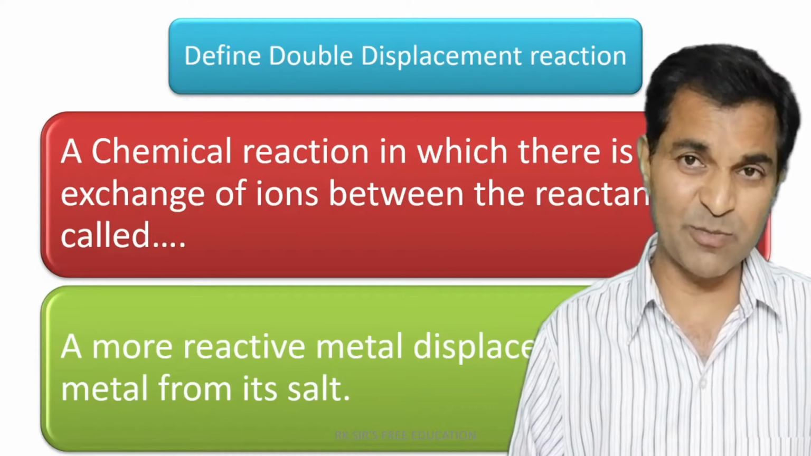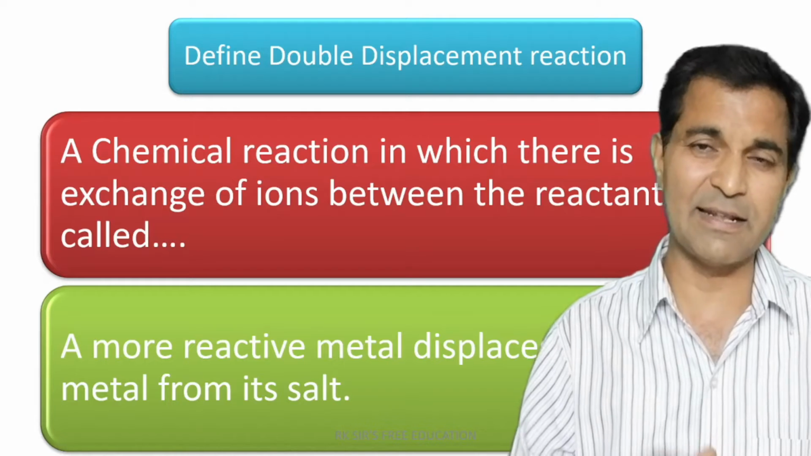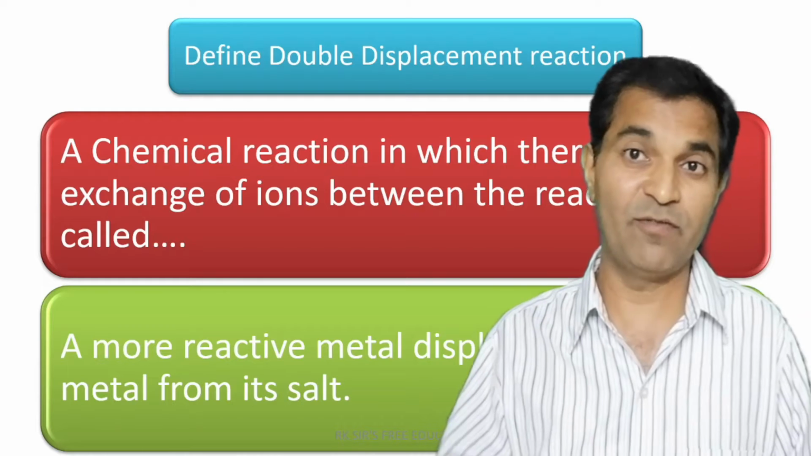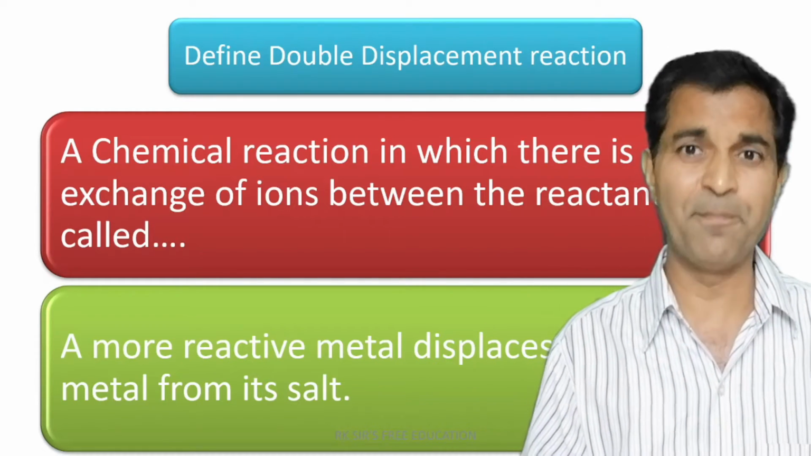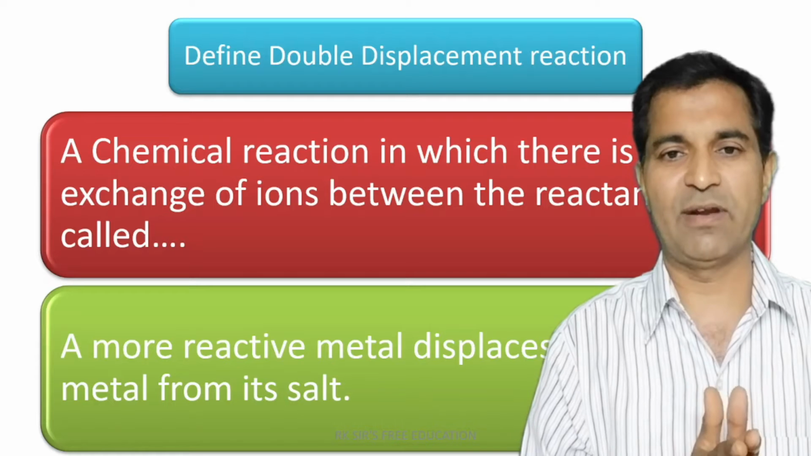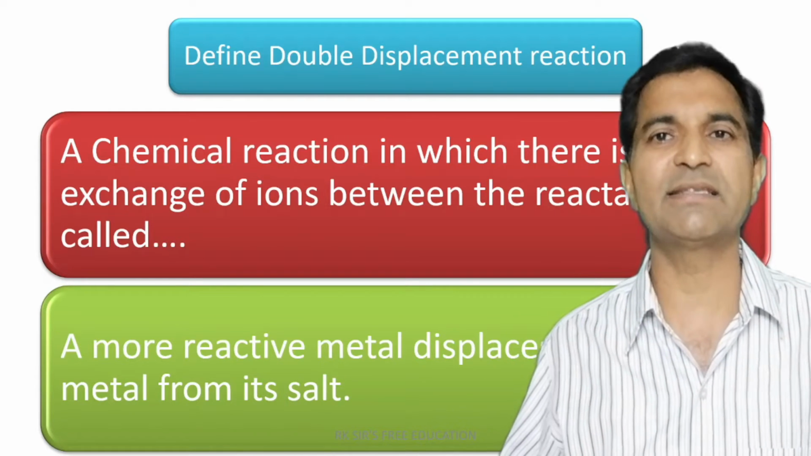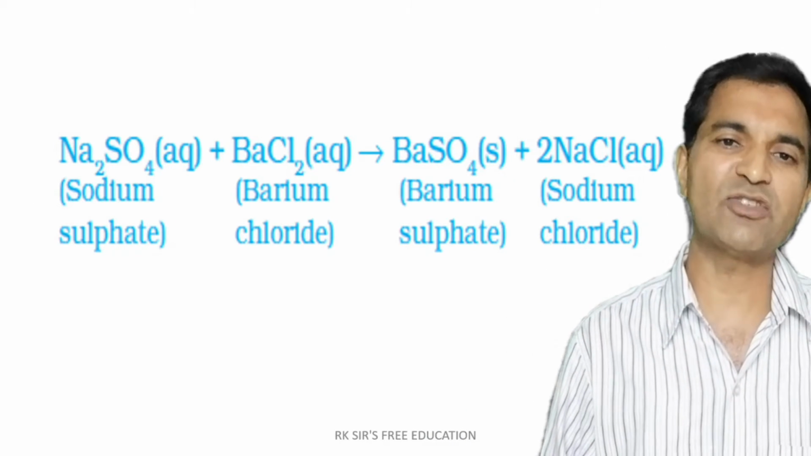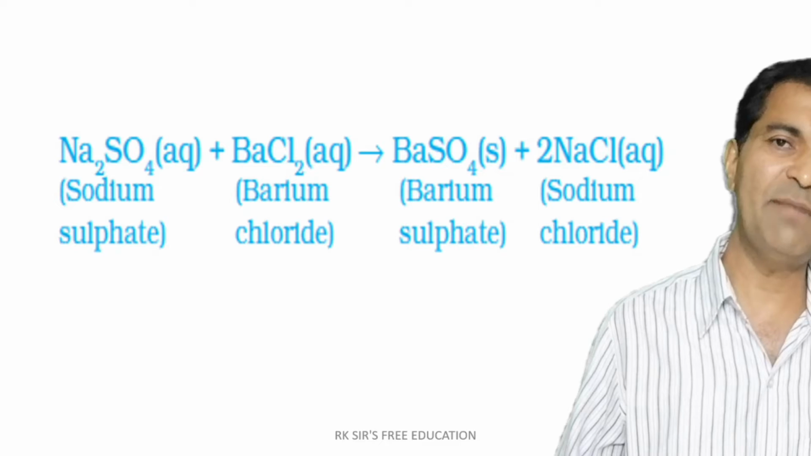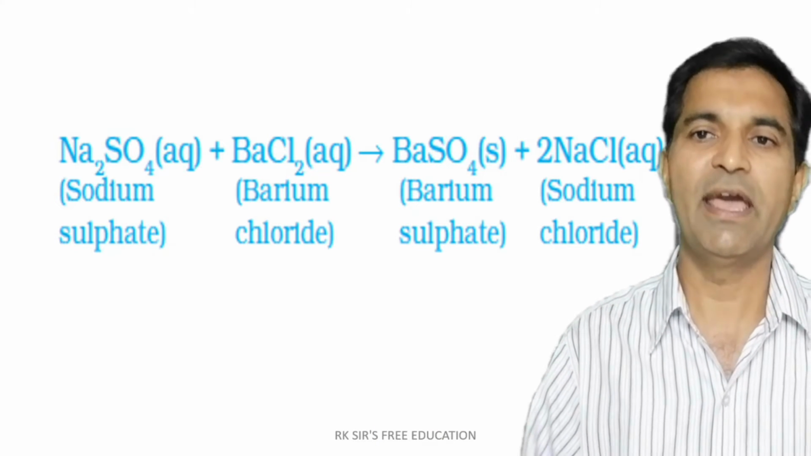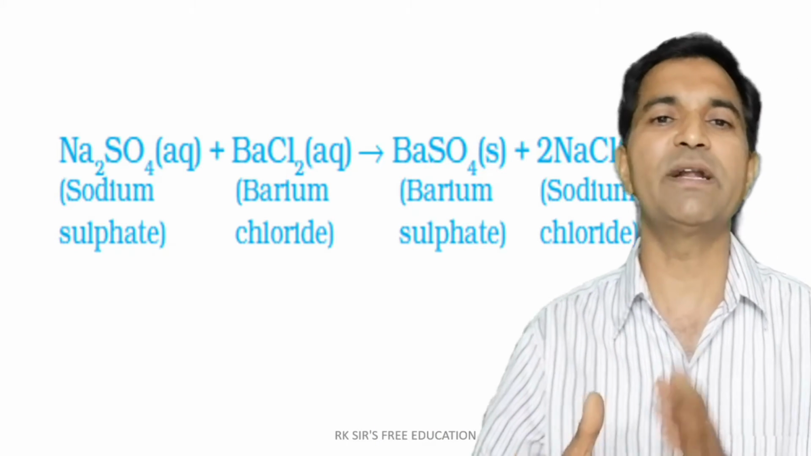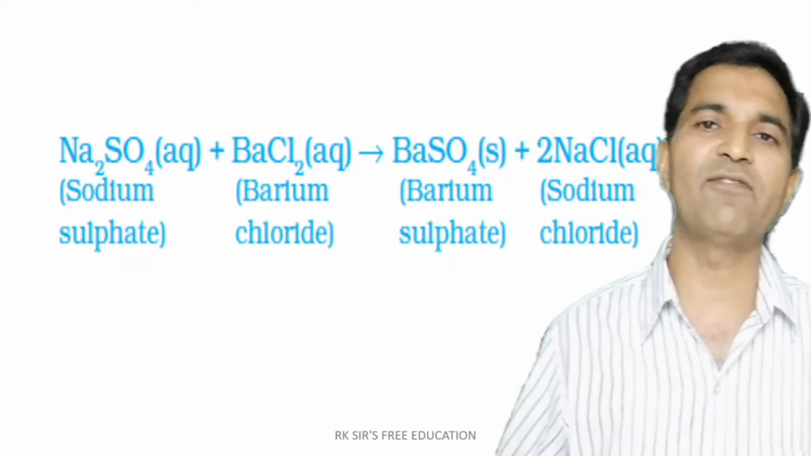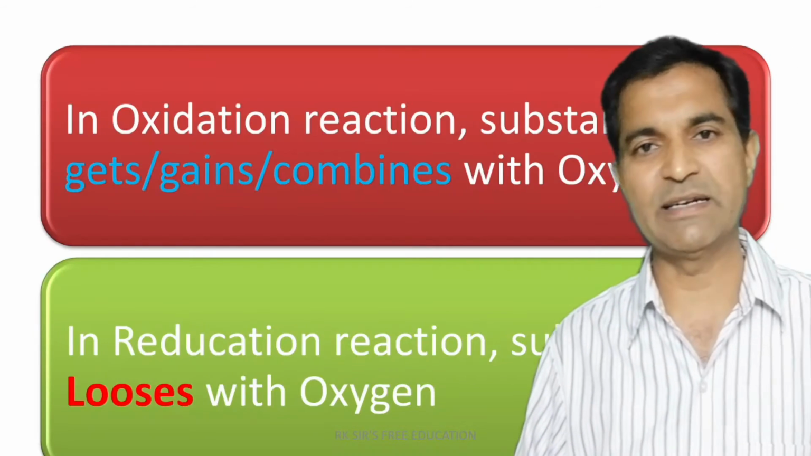In case of the single displacement reaction, or merely displacement reaction, one item will be replaced by a more reactive item, whereas in case of the double displacement reaction, exchange of the ions will take place. A more reactive metal displaces a less active metal from its salt. For example, Na2SO4, that is sodium sulfate, when placed with barium chloride, the net products will be altogether different, that is sodium chloride, that is common salt, and barium sulfate. So this is double displacement reaction.